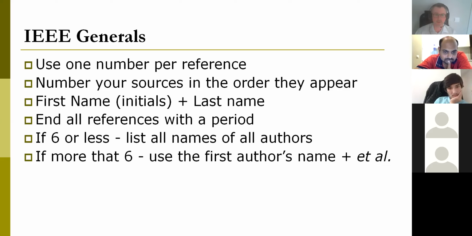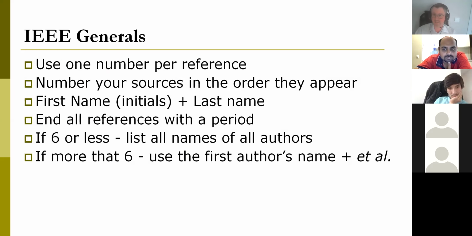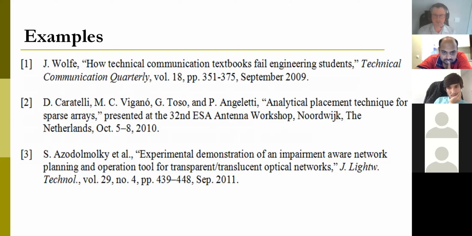Now, another thing for the reference list is using et al. For your in-text citation, you use et al. if there are 3 authors or more. Okay, but for the reference list, you're using et al. if there are more than 6 authors. So you might want to bear that in mind. Yeah, these are some of the examples.